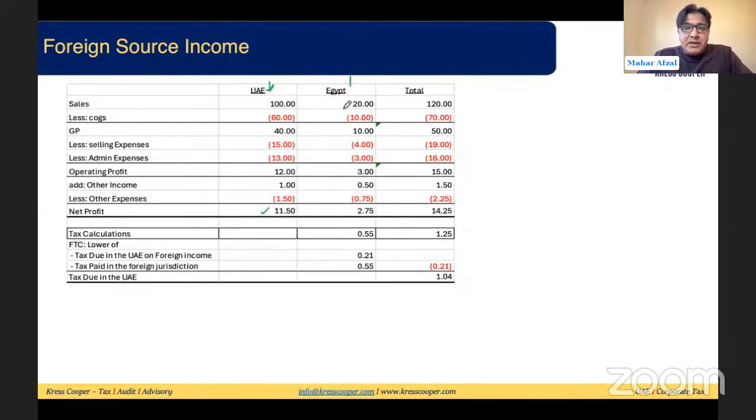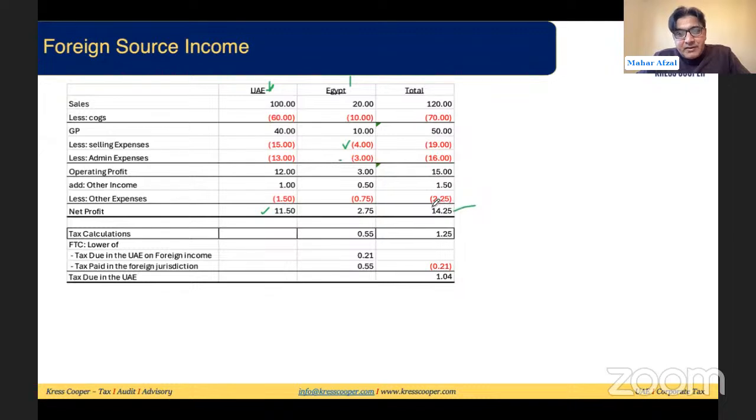Now this is Egypt. In Egypt, this company is generating income of 20 million, COGS is 10 million, GP is 10 million, selling expenses 4 million, then operating expenses 3 million, operating profit 3 million, other income 0.5, other expenses 0.75, their net profit is 2.75. Based upon the generic principle, I'm not going to tax for the time being, I'm consolidating the numbers, keeping it very simplified. The consolidated profit is 14.25 million.